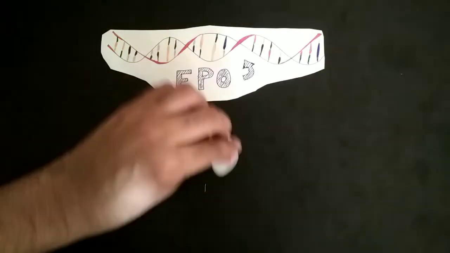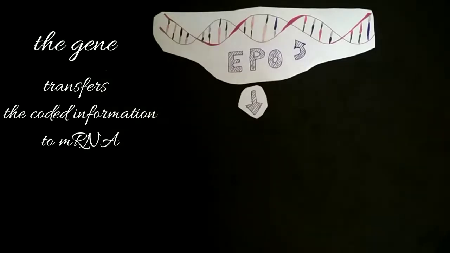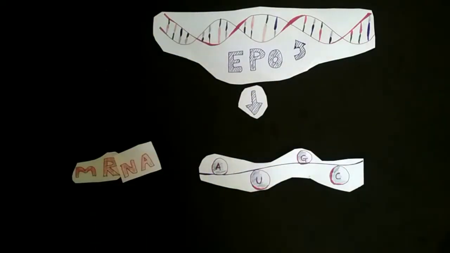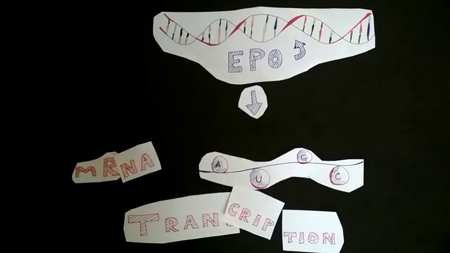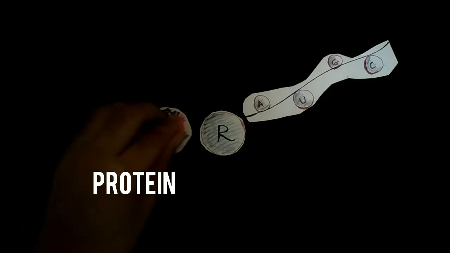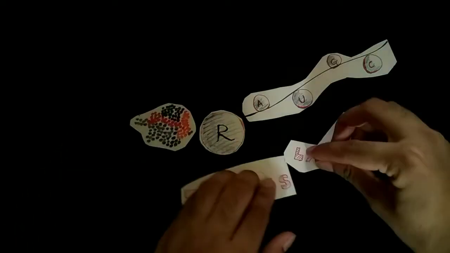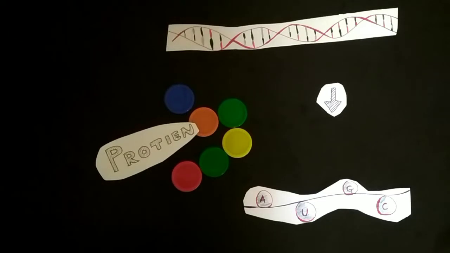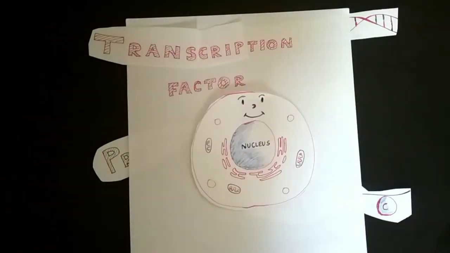For this, we have to look at the erythropoietin gene, which is responsible for the production of erythropoietin. The gene sends the encoded information through the mRNA by a process called transcription. The mRNA then travels to the ribosomes, which convert it into the erythropoietin protein by a process called translation. The proteins controlling the transcription of genes in eukaryotes are called transcription factors. A cell has many such transcription factors.